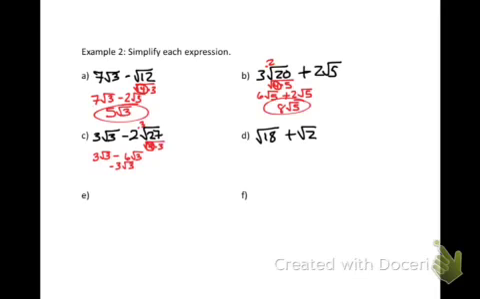I would like you to try D by yourself. Okay, so your answer is 4 square root of 2. You break up the 18. There's a 1 in front of the square root of 2, and then you add them together.